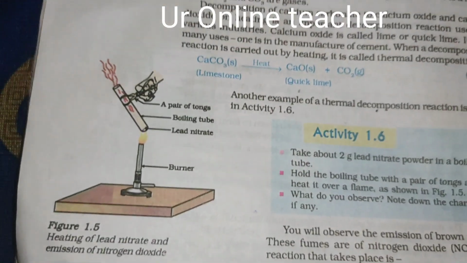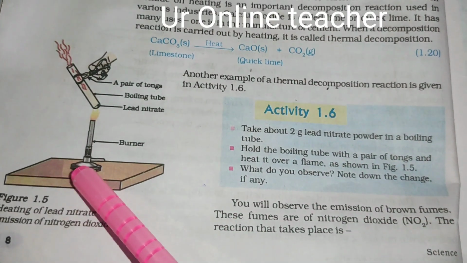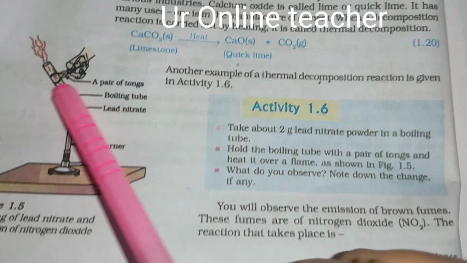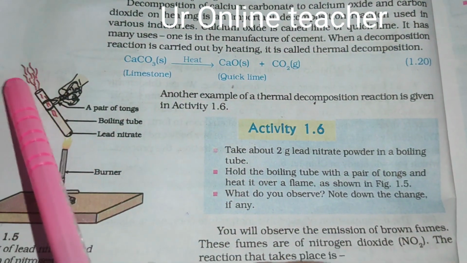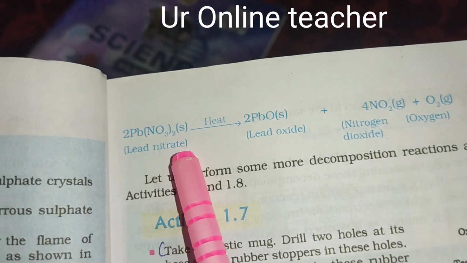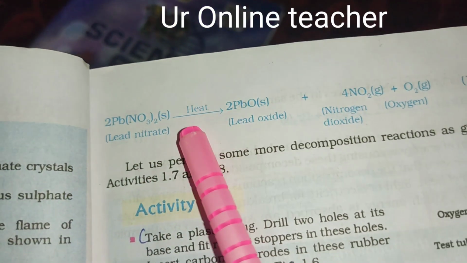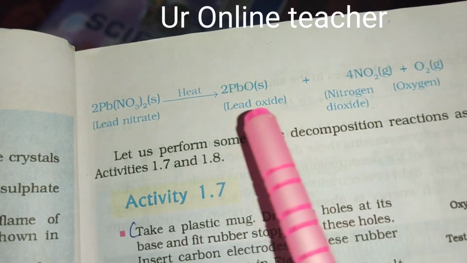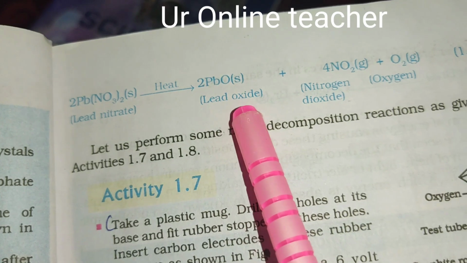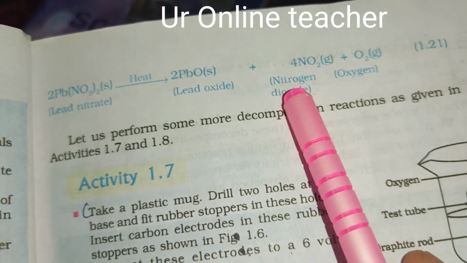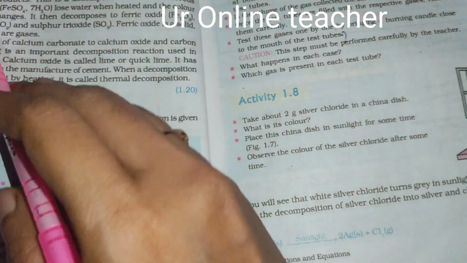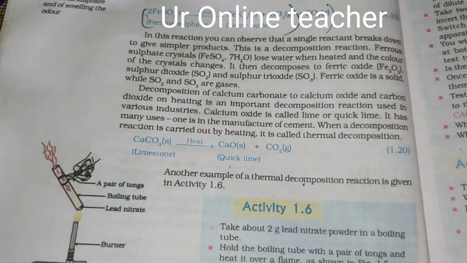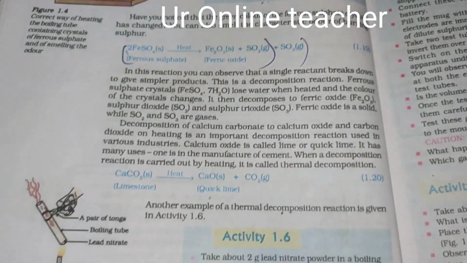Another example they gave for thermal decomposition. Let's see, heating of lead nitrate. Lead nitrate is heated, so the fumes are nitrogen dioxide. NO2 fumes are released here. So how does the reaction take place? Lead nitrate, Pb(NO3)2, when it is heated, breaks into lead oxide, which is a solid, and nitrogen dioxide, which is a gas, and oxygen, which is also a gas. So in all these reactions, what is happening? Heat is given, so all these are endothermic reactions.